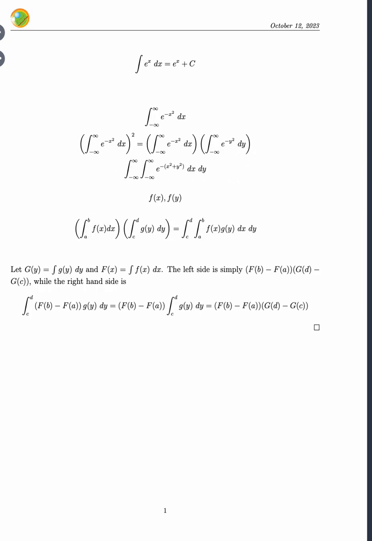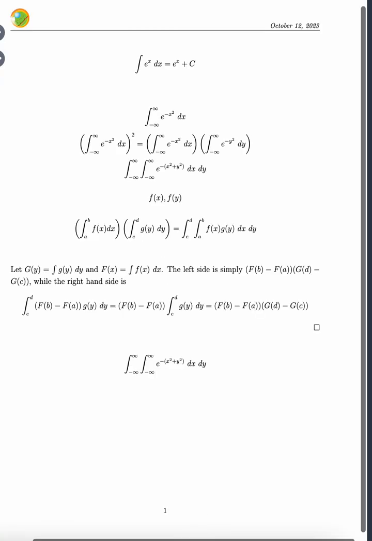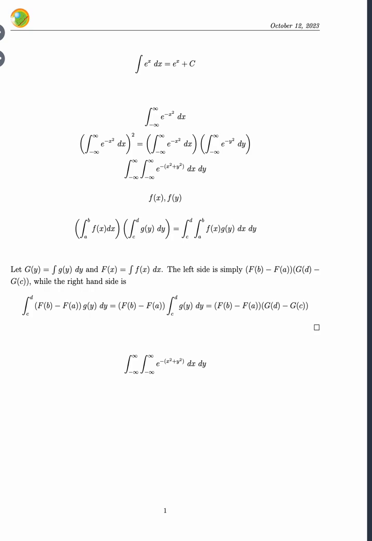Now you might say, well, what now? You have this thing, or you have this x squared plus y squared in the exponent and dx dy. You're just making it more complicated by adding one more variable. Well, not exactly. So here, you see the exponent x squared plus y squared. Does that sound a bit familiar or ring a bell in your mind?